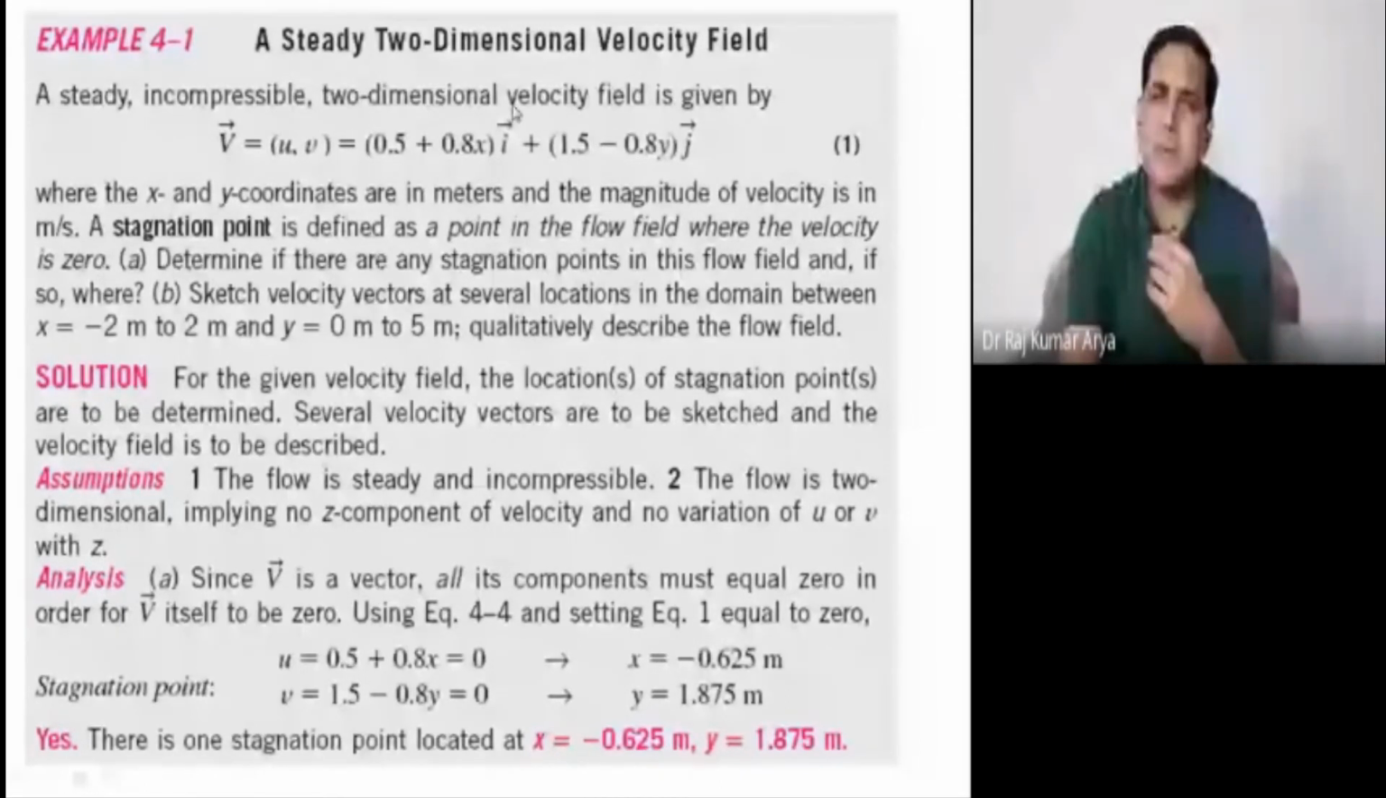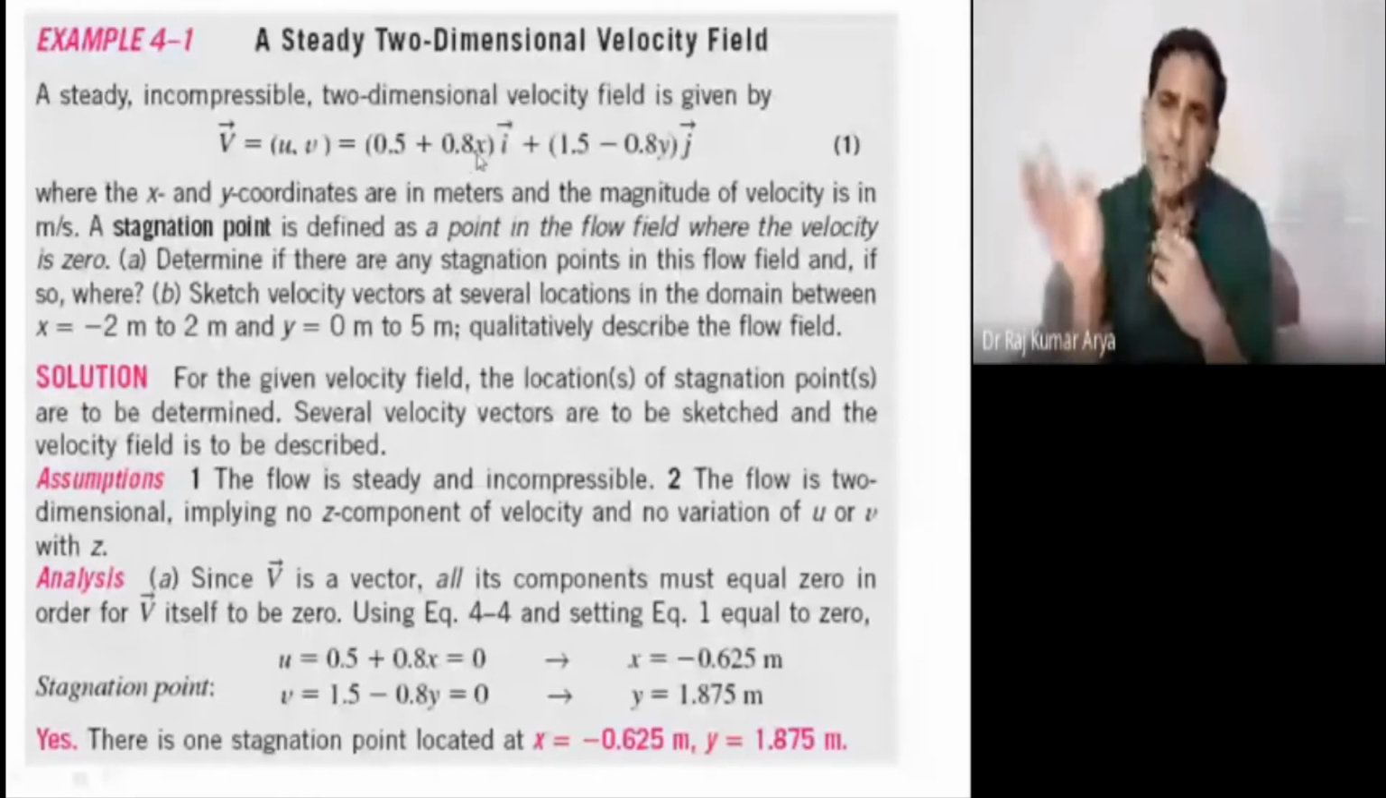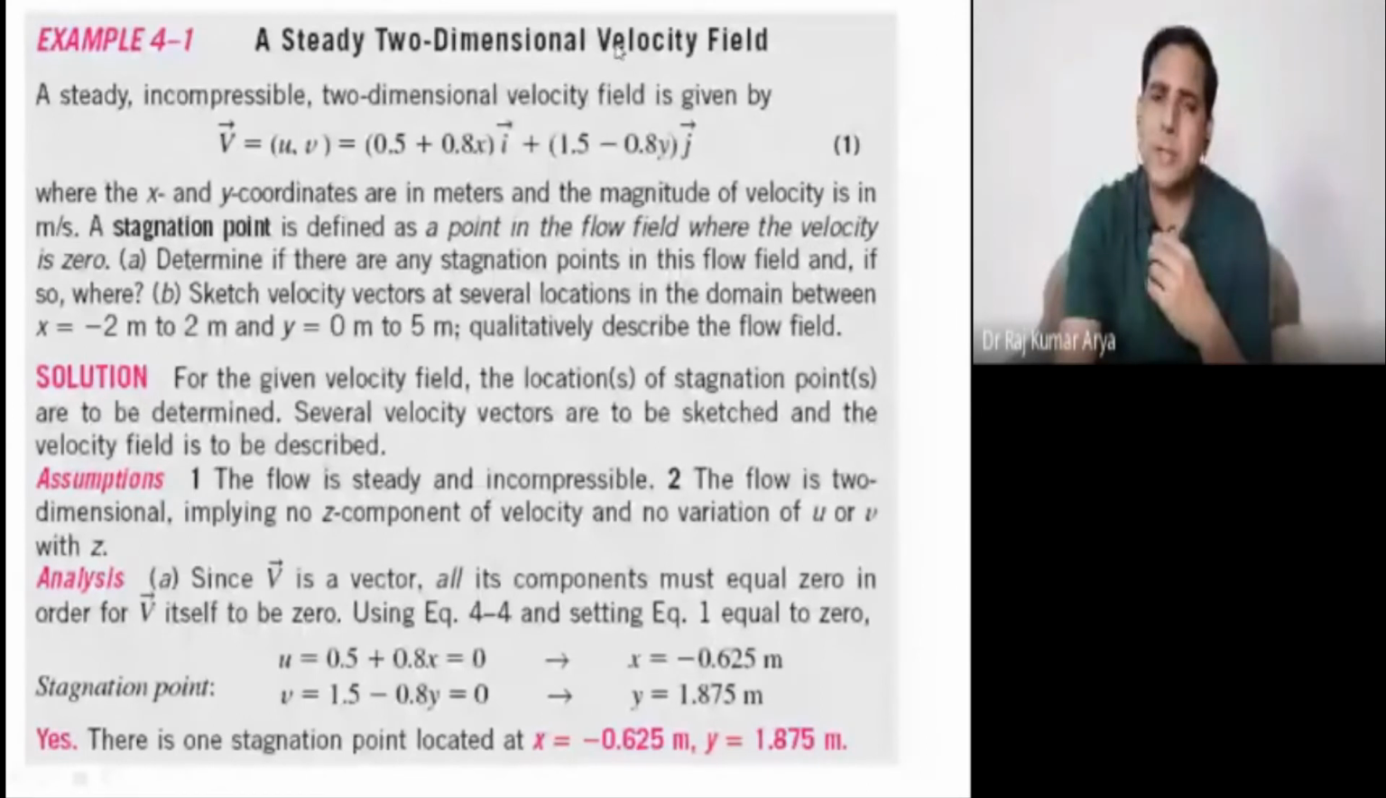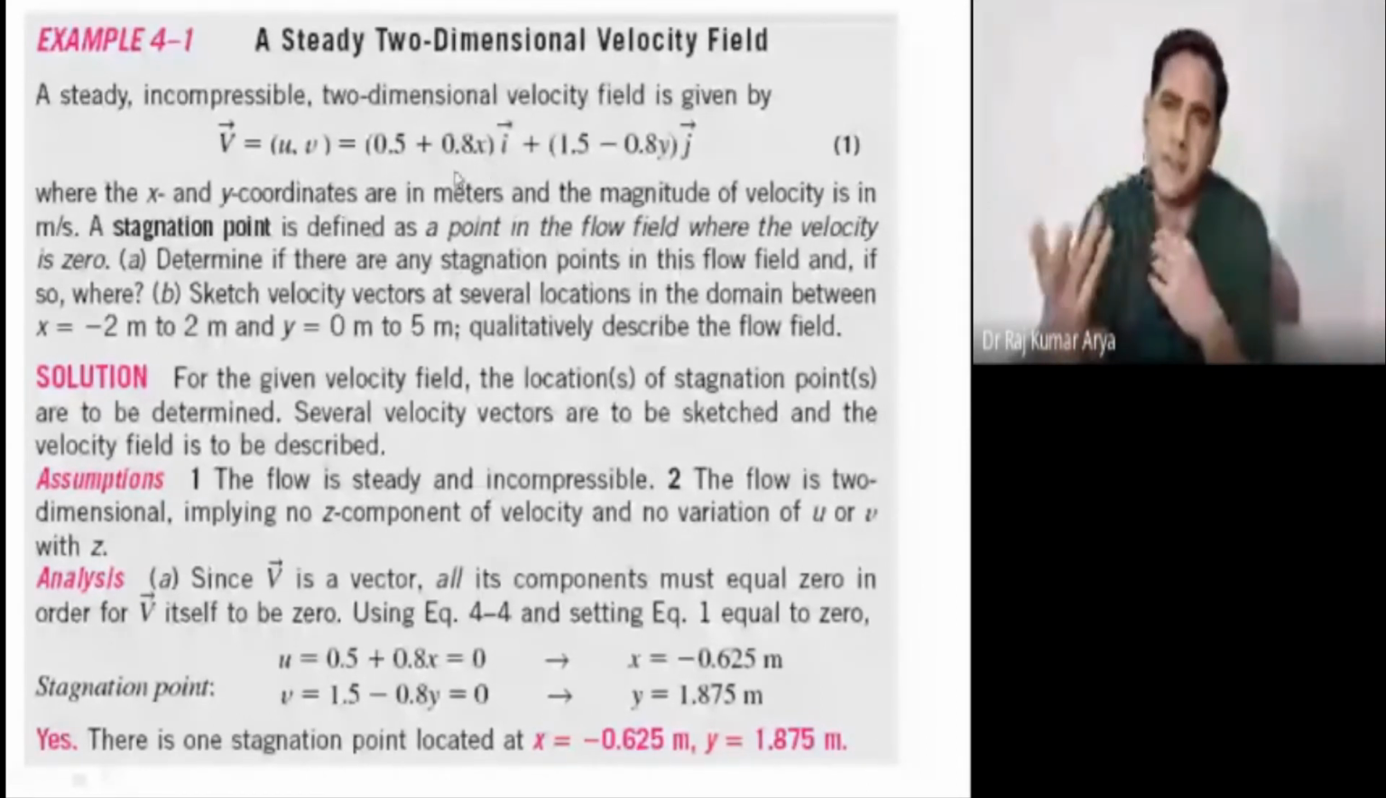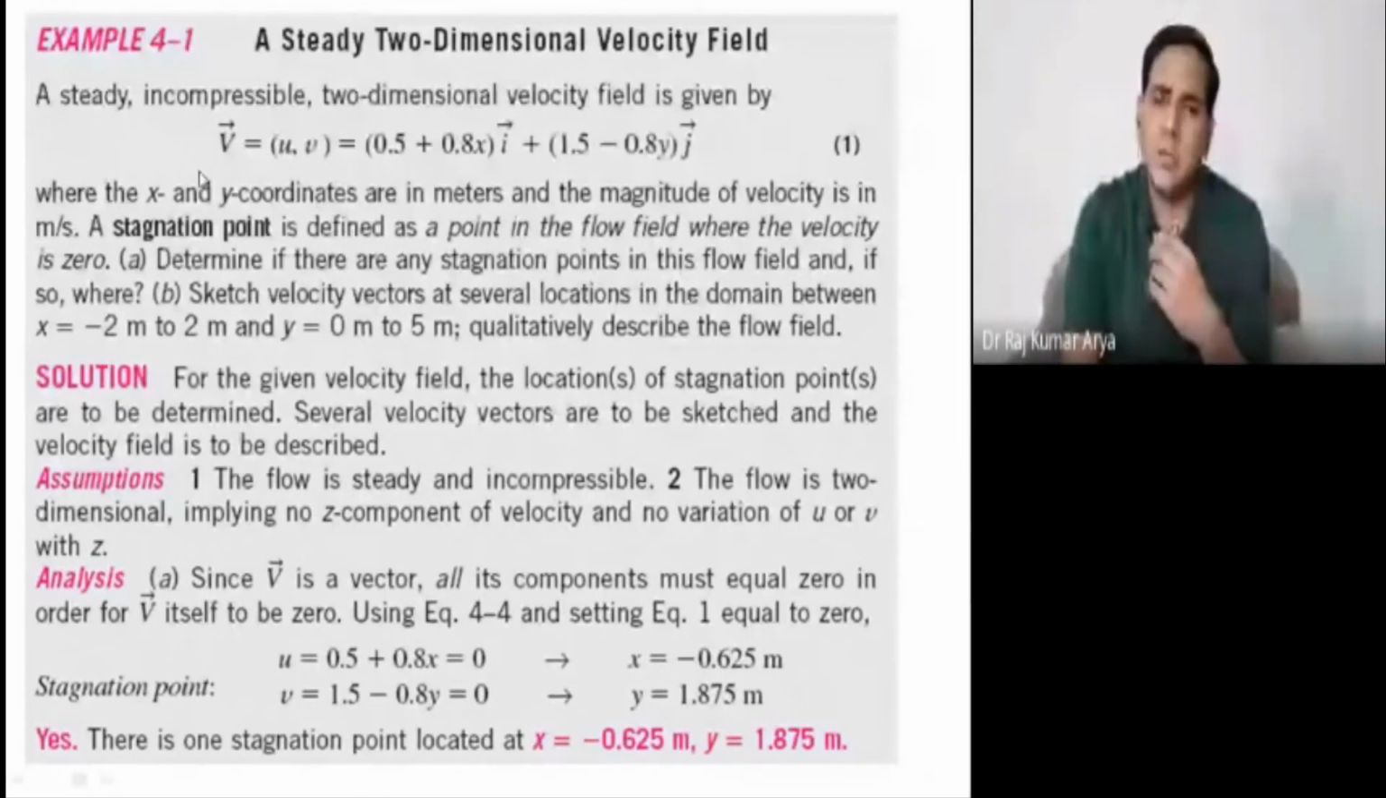If your variable is there only in x throughout, then it becomes one-dimensional. If it has x and y, or let's say for this velocity you can differentiate it with respect to x, with respect to y, with respect to z. So if you are getting two derivatives, it is two-dimensional.